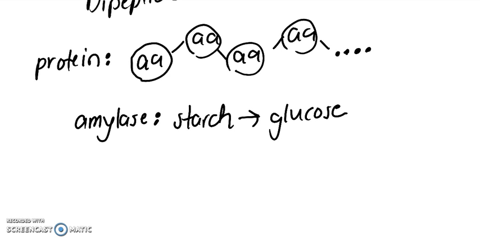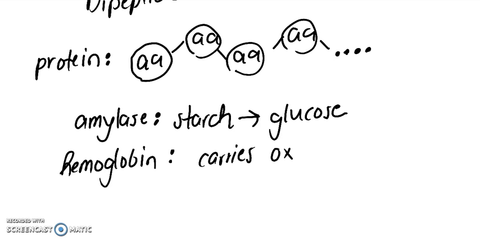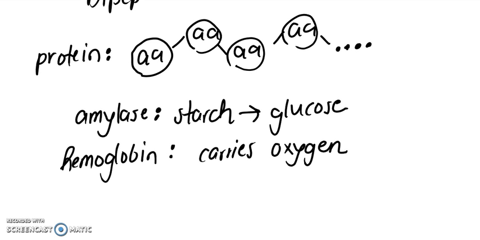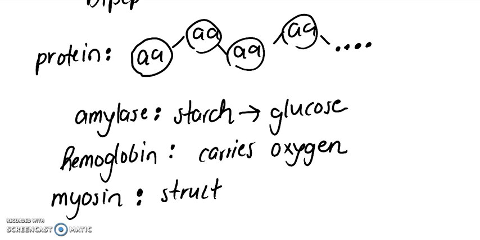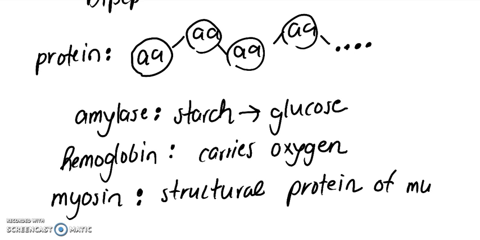Another example of a protein is hemoglobin. Hemoglobin in blood carries oxygen. So it didn't do anything, now it just kind of carries something. A third type of protein are structural proteins, like they make up a structure. So myosin is a structural protein of muscle. So proteins do a variety of things.